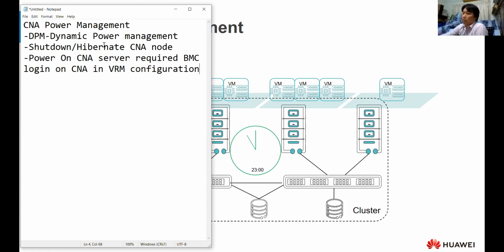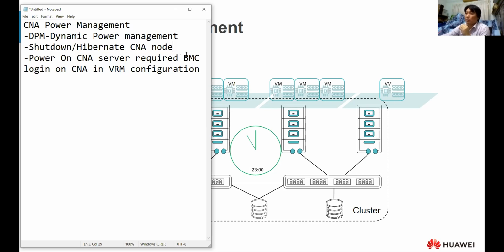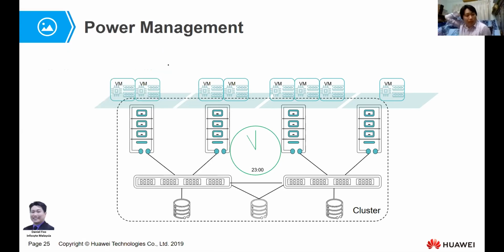So to utilize power management, it can help you shut down and hibernate the CNA node from the CNA software layer. Later, when you want to power them up again, they require certain BMC access, so you need to provide the BMC login to the VRM for this CNA. Huawei calls it iBMC, Dell is iDRAC, HP iLO, Lenovo is IMM. They come with different names, so you need to look into your own server hardware. Do you have the baseband function to do remote power on or not? The scenario will look something like this.